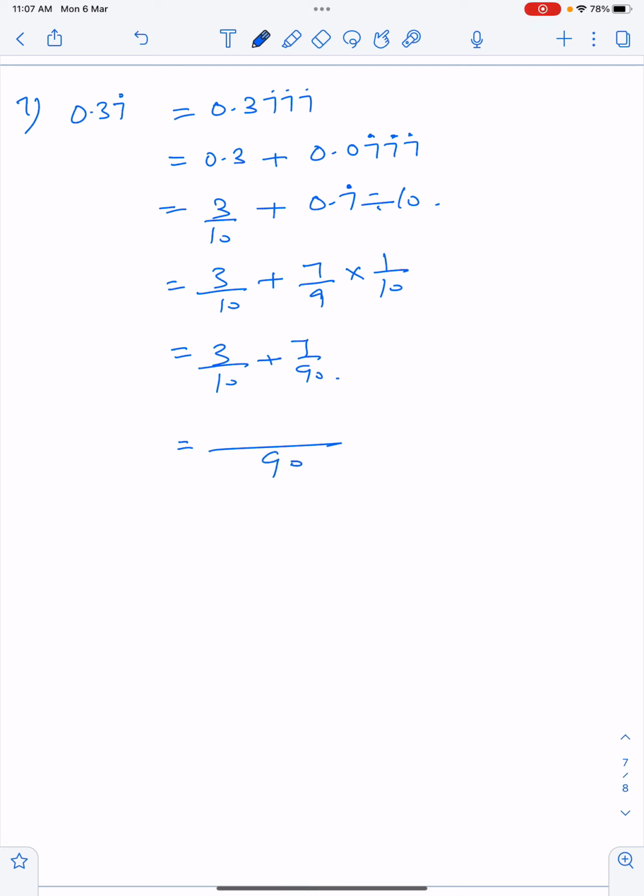Simplified, 10 9 times is 90, 9 into 3 is 27, 9 1 times is 9, 1 into 7 is 7, so it will be 34 upon 90. When you simplify, you get 17 upon 45. Okay, so if I just check the value of 17 upon 45 with the calculator, I'm getting 0.37777, which is exactly the same as this.